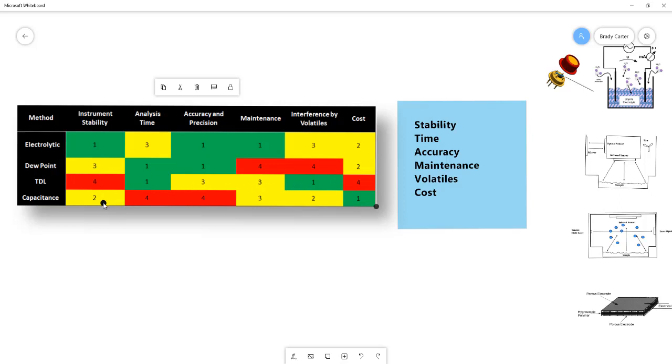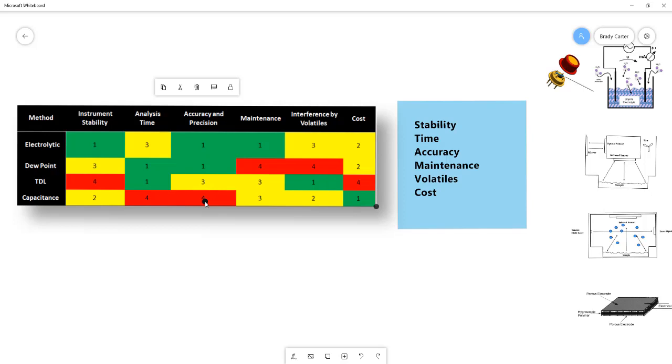And then finally, the capacitance has high rankings in terms of low cost. It's very low cost, has fairly low maintenance, is not as sensitive to volatiles. But where it really falls out is in its analysis time, which is because of its need to come to equilibrium, and its accuracy and precision because of that tendency to be impacted by wetting and drying events that can affect its stability. So as you can see, each of these methods has their own positives and their own negatives associated with the measurement.